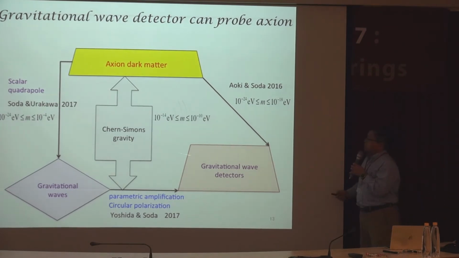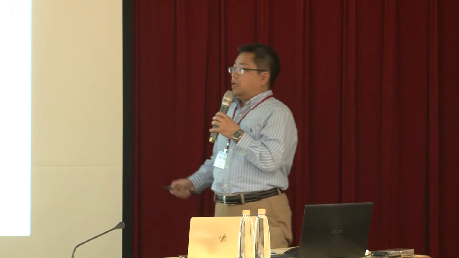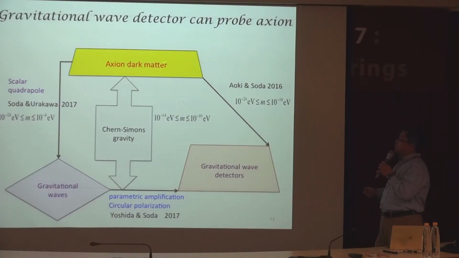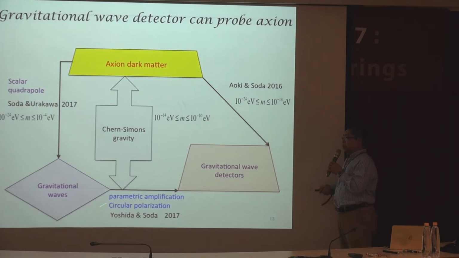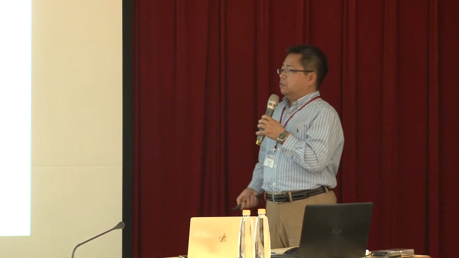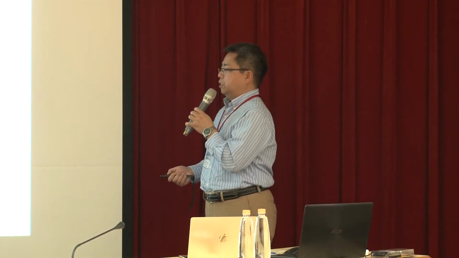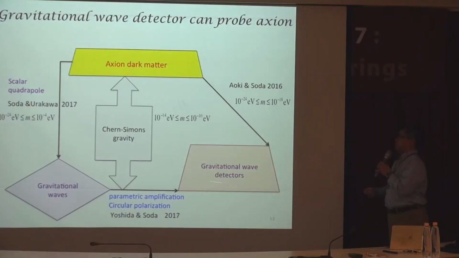And the final one is using the Chern-Simons gravity. Because the axion couples to gravitational waves through this Chern-Simons gravity, this coherent oscillation causes the parametric amplification of gravitational waves. So because of this parametric amplification, we also have the circular polarization of gravitational waves. So this can be detected, of course, using the gravitational wave interferometers.